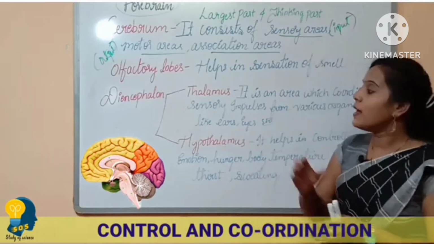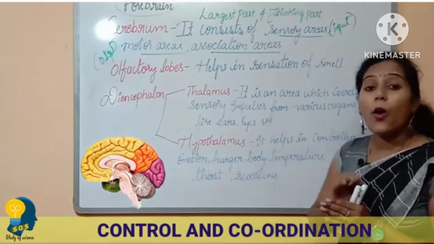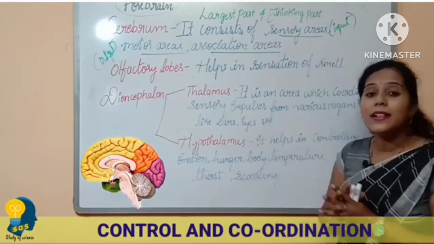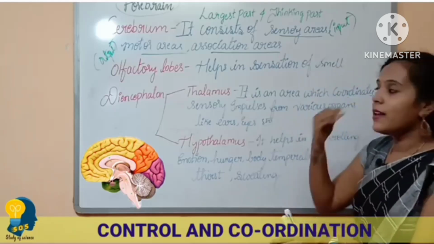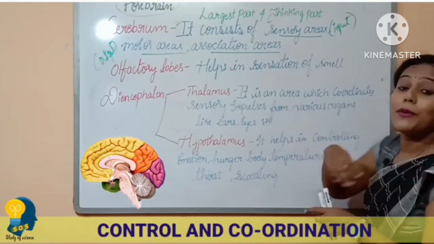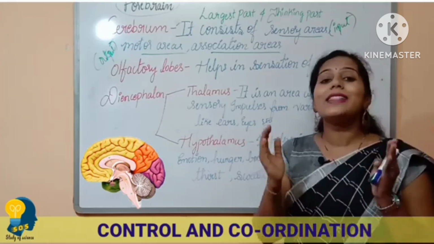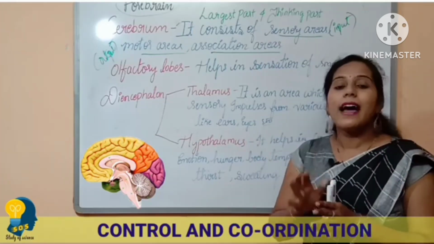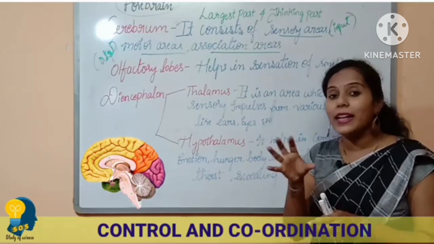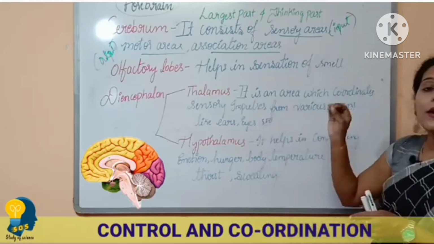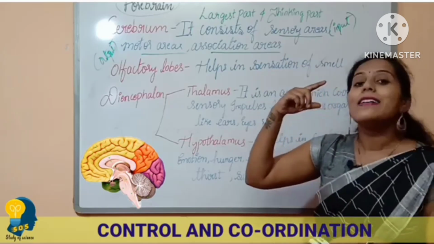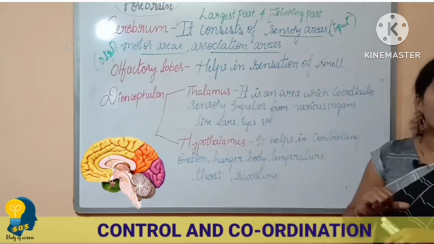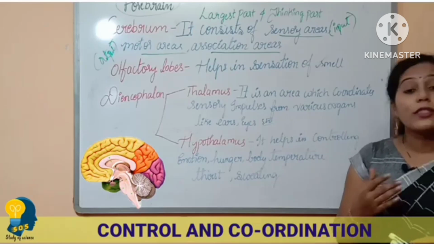What does the thalamus do? Thalamus is an area that coordinates with the sensory impulses, and whatever impulses have to travel from the various organs pass through the thalamus. It supports the sensory impulses which travel from the sensory organs to the forebrain. Okay. The next one is the hypothalamus.